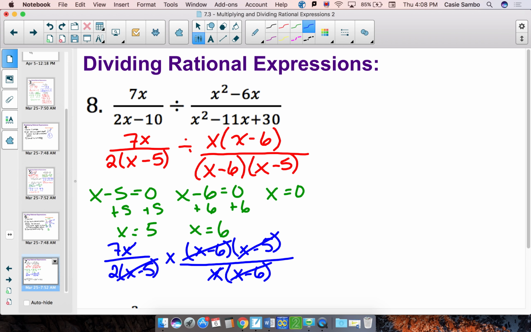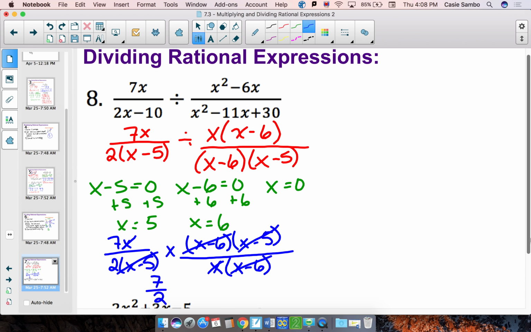So I'm only left with 7 over 2, where x cannot equal 5, 6, or 0.